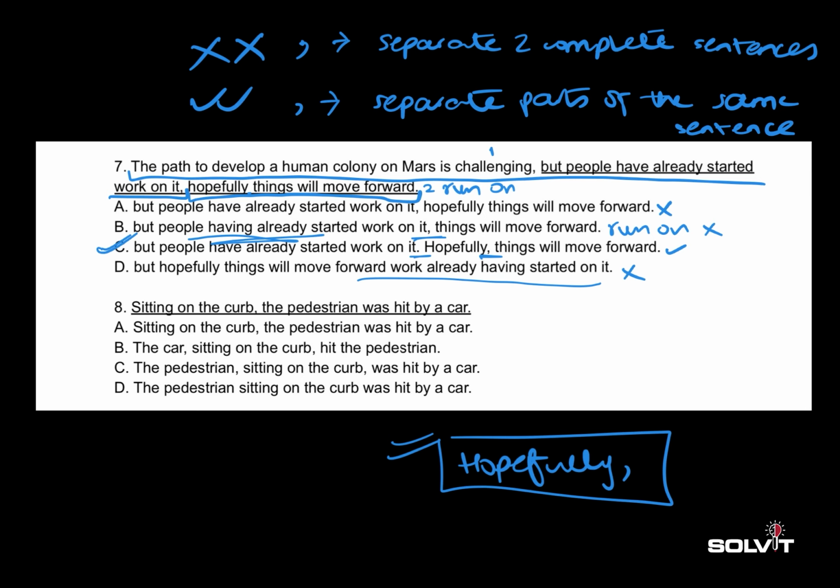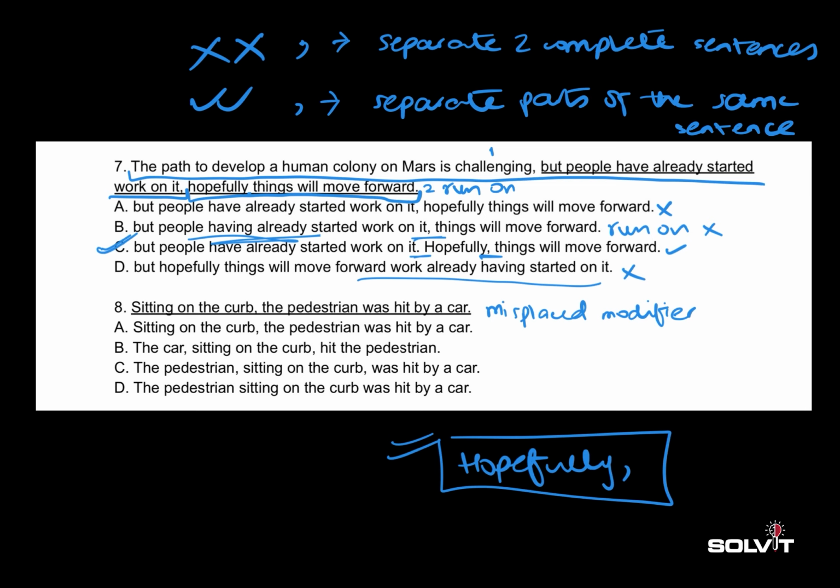Let's look at question number 8. Sitting on the curb, the pedestrian was hit by a car. Okay, now what is this? This is a case of misplaced modifier. Now, it's kind of unclear what the sentence is talking about, okay? Is the sentence saying that the pedestrian was sitting on the curb or the car was sitting on the curb, or it's kind of unclear who was sitting on the curb and who got hit by the car.